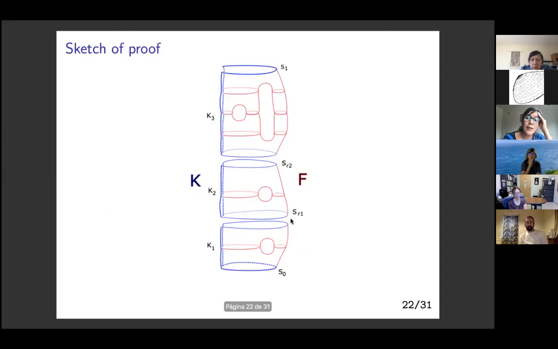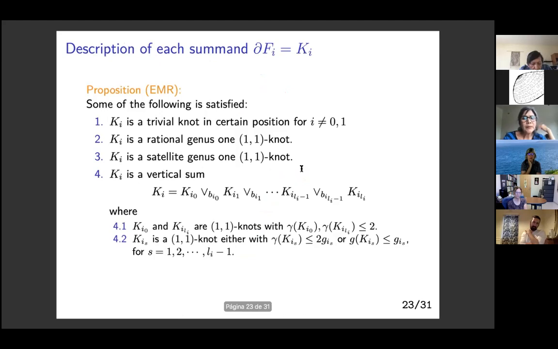So once we have these pieces, we just know that these surfaces are of genus, say, 1, 1, and 2, but we can say more about the pieces obtained in the previous theorem. So what can happen for those pieces is listed in this proposition.